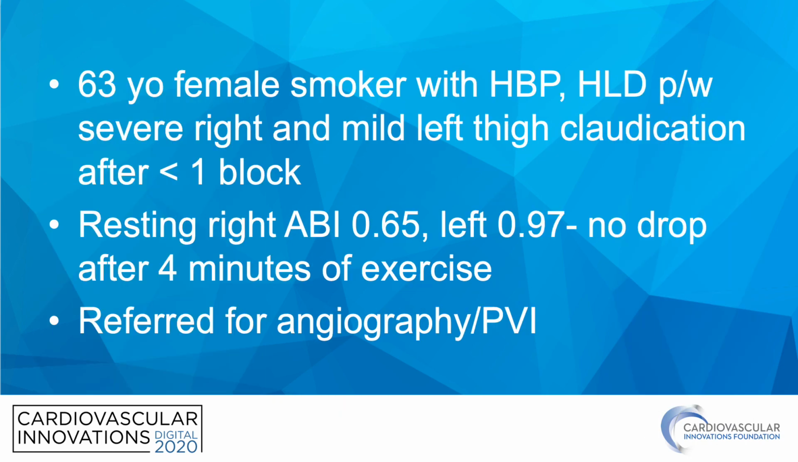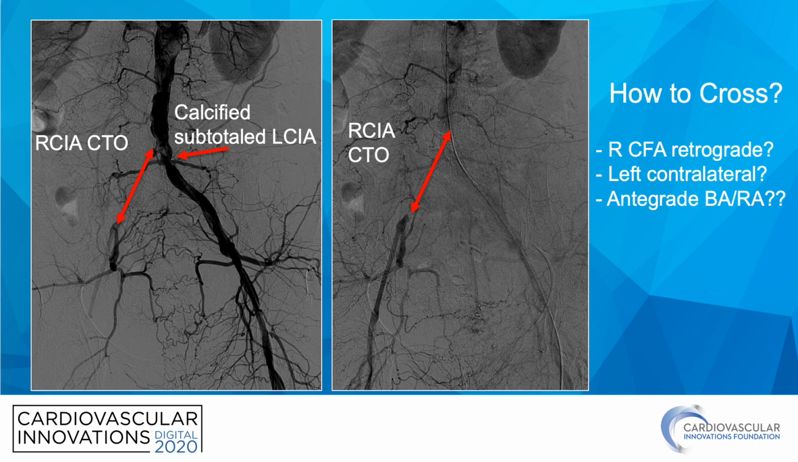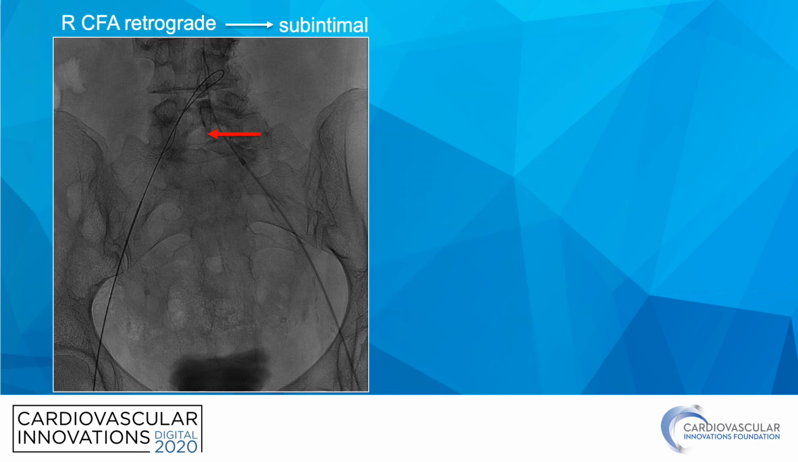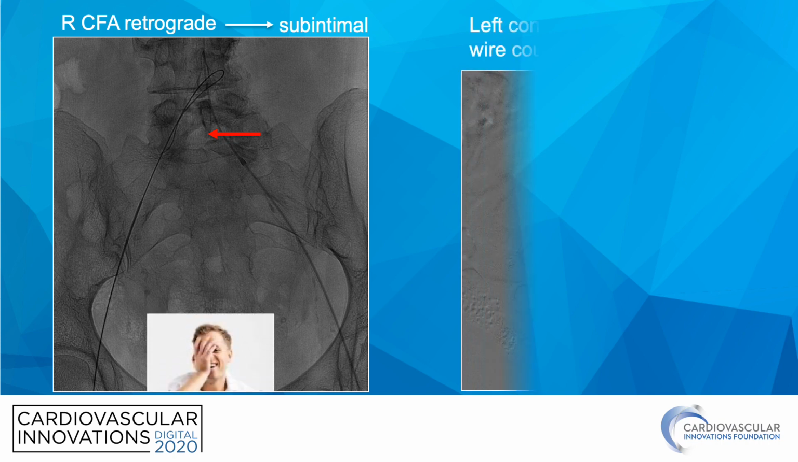Our next case is a female smoker with severe right leg claudication. She was subsequently found on angiography to have an occlusion of her right common iliac artery. So in this particular case, a variety of potential approaches, retrograde from the right, left up and over, or coming from above. We initially tried a retrograde access, but unfortunately resulted in a wire going into a subintimal position.